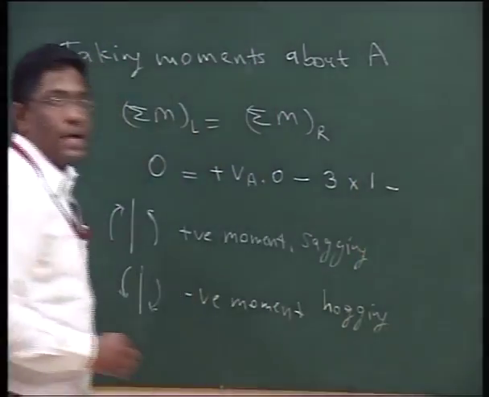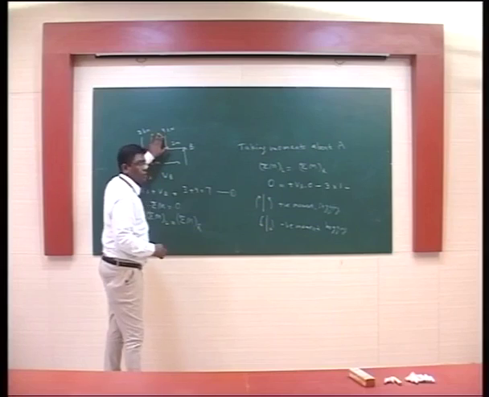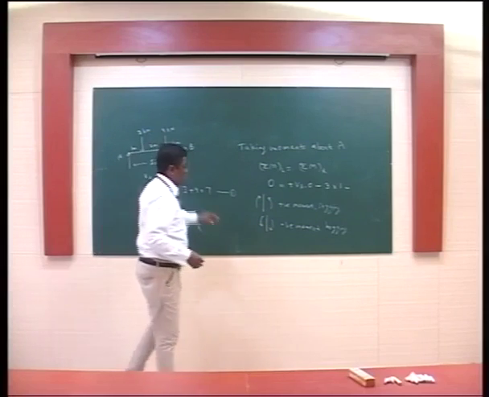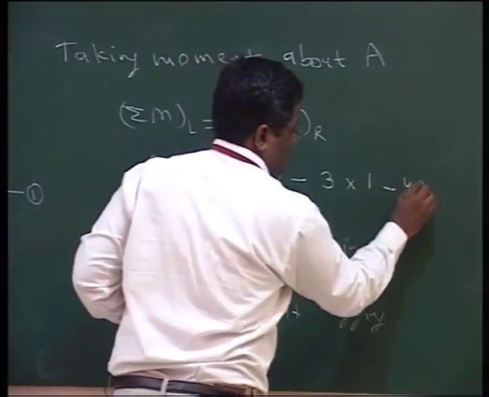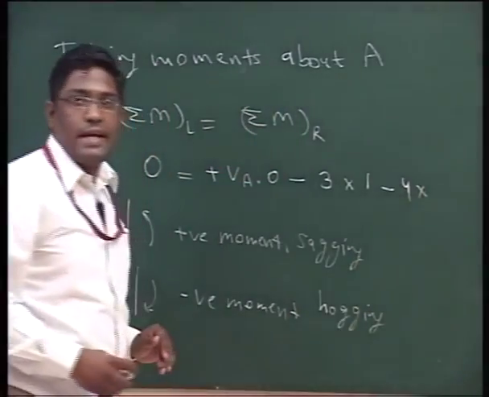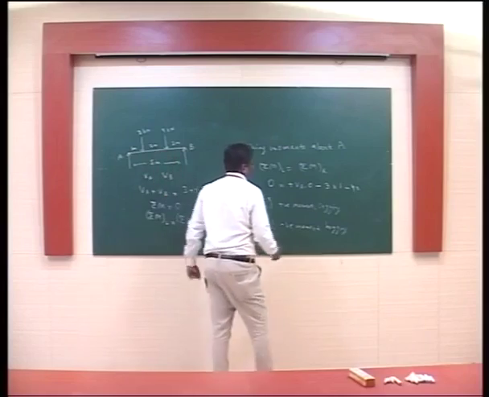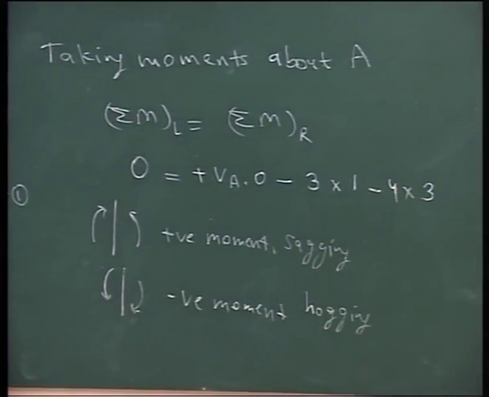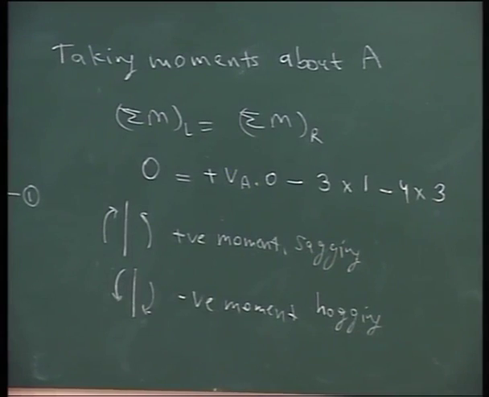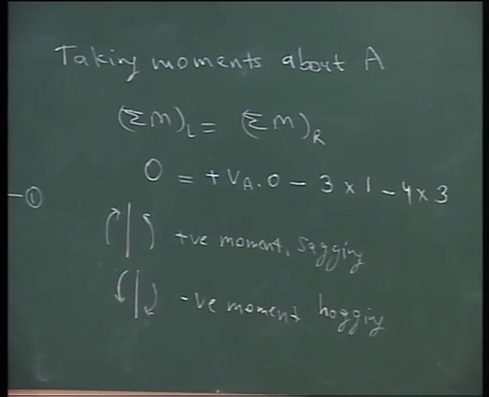Now, the second force, that is the force of 4 kilonewton, is also downward. That means once again this case will come and it will also have a minus sign. The distance of 4 kilonewton from the point A is 1 plus 2, that means 3 meter.